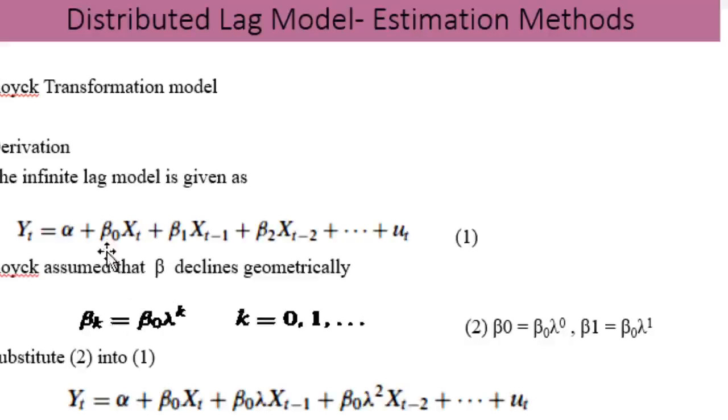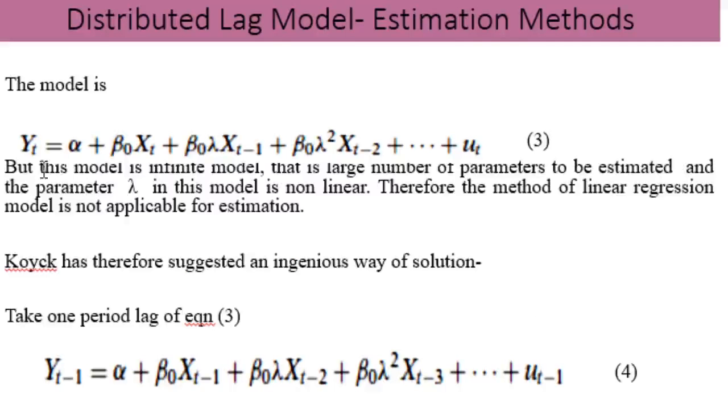And here the application is given. Beta 0 can be written as beta 0 lambda raised to 0, since there is no lag. Lambda raised to 0 is 1, therefore it is beta 0 xt itself. Here beta 1 can be written as beta 0 lambda raised to 1, the lag is 1, and likewise beta 2 can be written as beta 0 lambda raised to 2. By applying this, the model is yt equal to alpha plus beta 0 xt plus beta 0 lambda xt minus 1 plus beta 0 lambda square xt minus 2 plus ut.